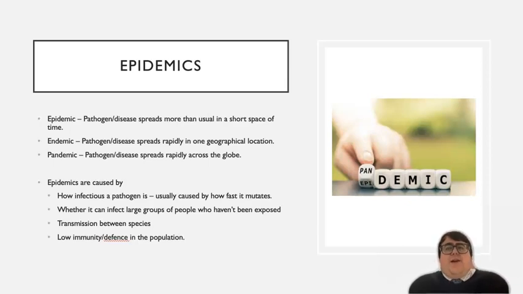But once it does spread and it becomes across the globe, worldwide, that's when we start calling something a pandemic. So COVID was a pandemic because the disease or the pathogen spread rapidly across the globe.